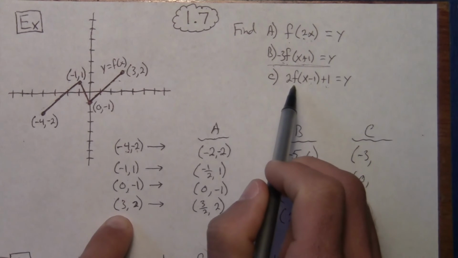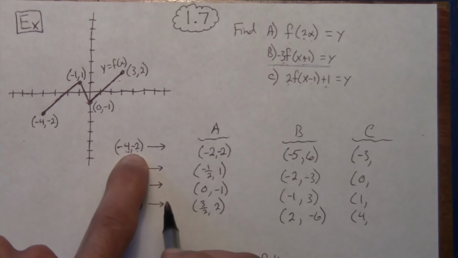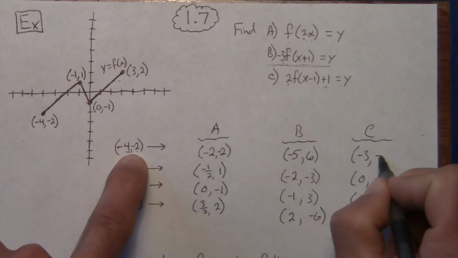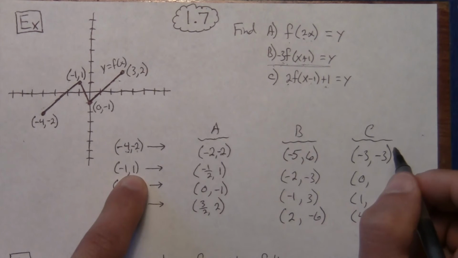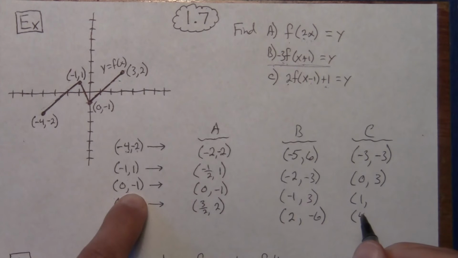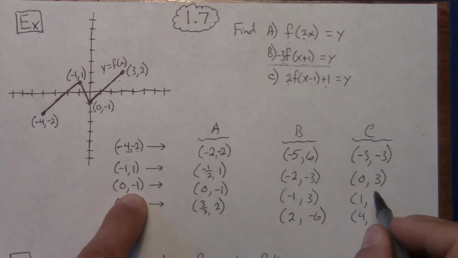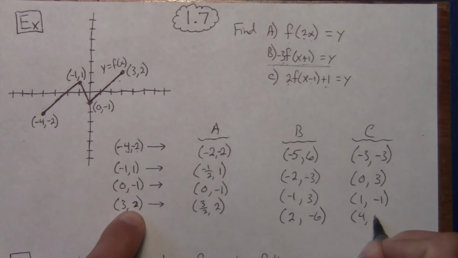And now again, just remind yourself, I need to multiply by 2 before I add 1. So multiply by 2 gives me negative 4. Add 1 gives me negative 3. Multiply by 2 would give me 2. Add 1 gives me 3. Multiply by 2 gives me negative 2. Add 1 should give me negative 1. And then multiply by 2 gives me 4. Add 1 will give me 5.